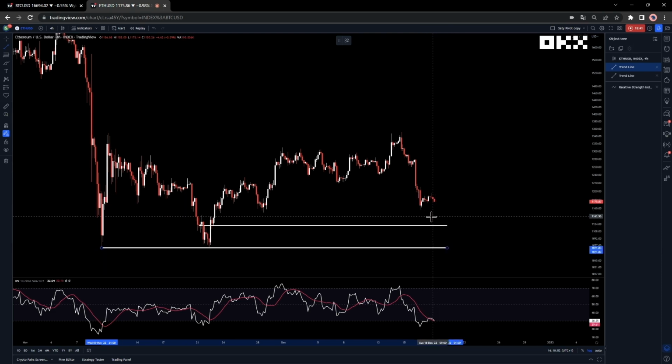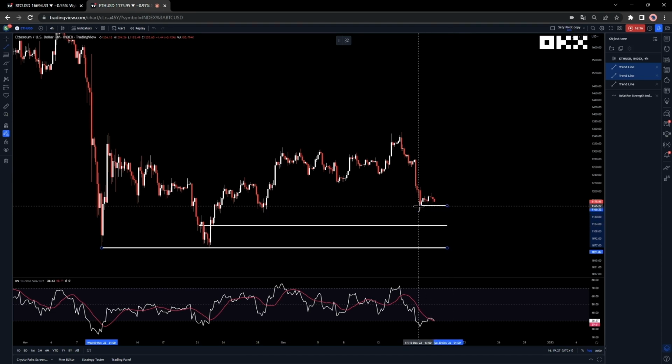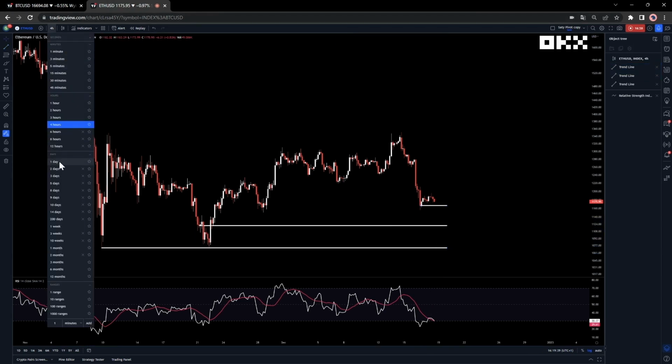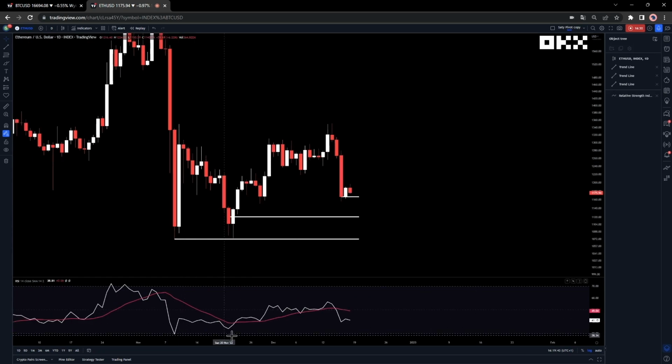At the moment, it doesn't look like we really go and retest these levels, but rather these levels here at $1,160. But of course, if the crypto sentiment worsens, then we might see a retest of these levels here. And this is confirmed if we jump to the daily chart. You can see that it's similar as for Bitcoin.